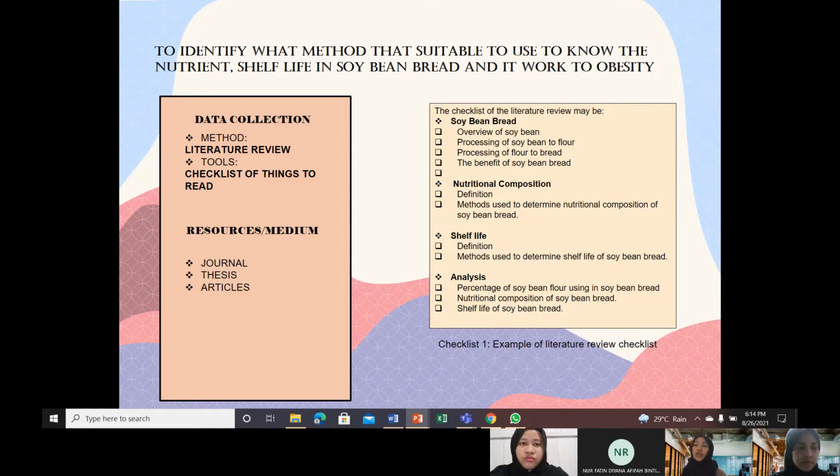Hi, my name is Mawaddah. I will present about data collection. First, to identify what method is suitable to know the nutrient and shelf life of soybean bread and how it works for obesity. For the data collection, we use literature review and photos, and a checklist of things to read. In the checklist, we have soybean bread, nutritional composition, shelf life, and analysis. For the research, we use 3 sources: journals, theses, and articles.